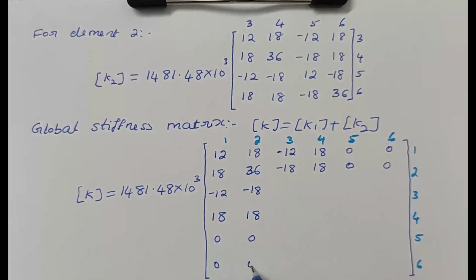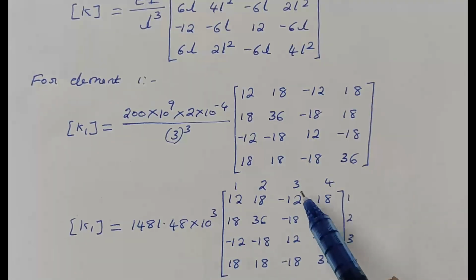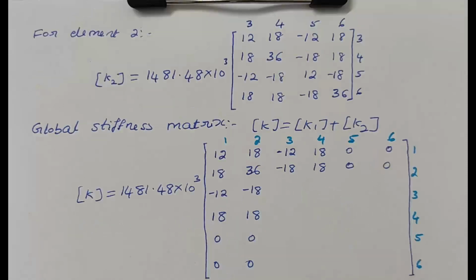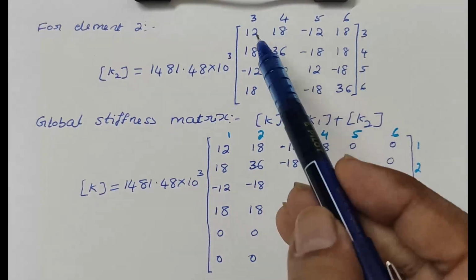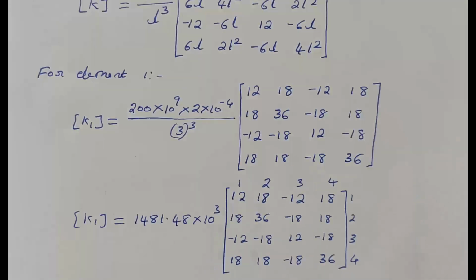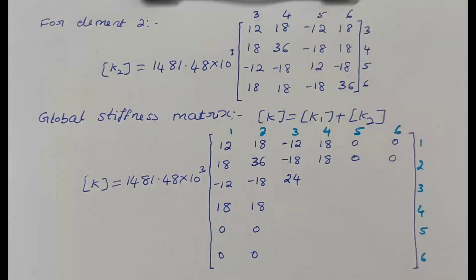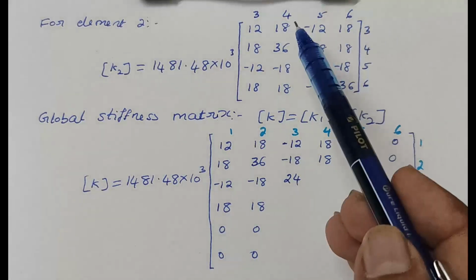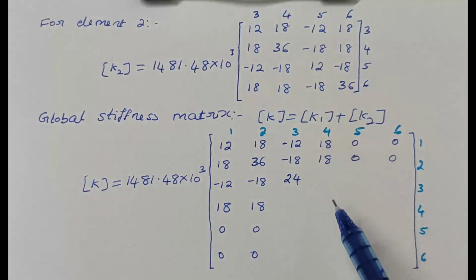18 0 0. Next is third row, third column, element corresponding to 3 and 3. So here in K1 the element corresponding to 3 and 3 is 12. Also in K2, the element corresponding to 3 and 3 is 12. Therefore, element corresponding to 3 and 3 becomes 12 plus 12, it is 24. Next element corresponding to 4 and 3. See, in K1, element corresponding to 4 and 3 is minus 18. In K2, the element corresponding to 4 and 3 is 18. Therefore, element corresponding to 4 and 3 becomes minus 18 plus 18, it is 0.